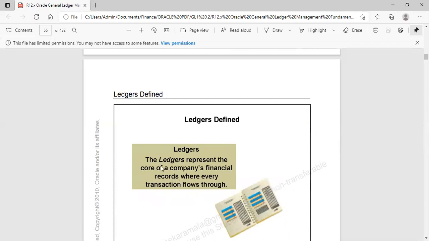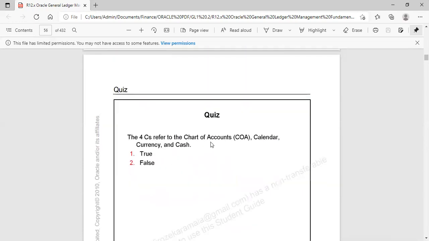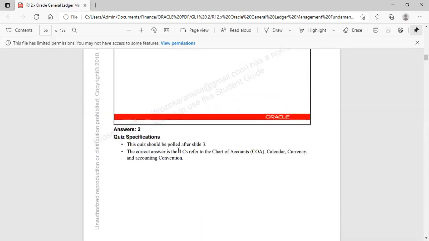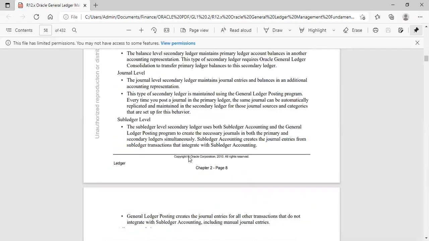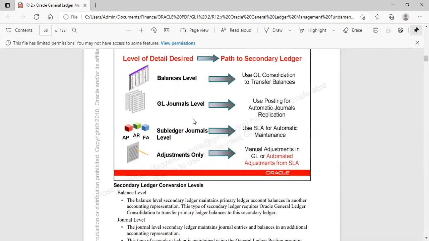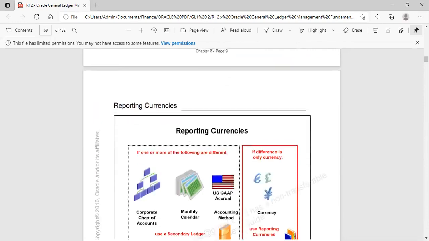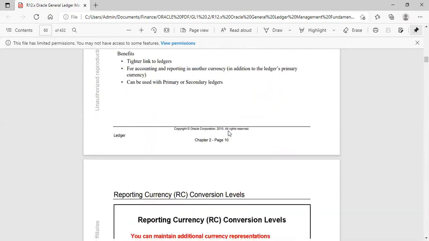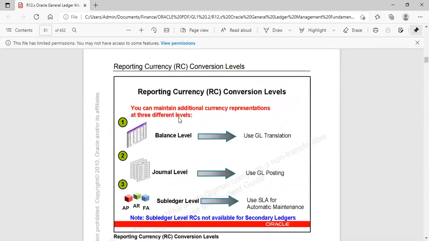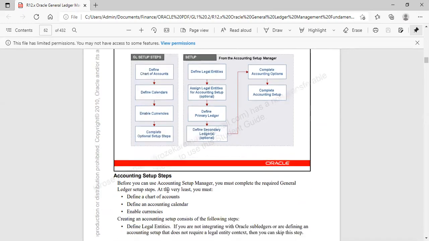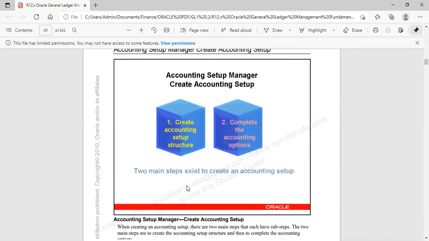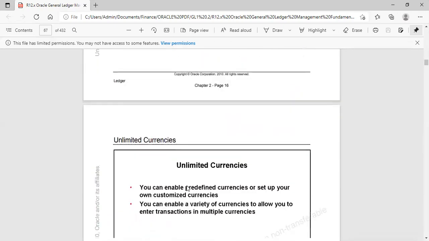Ledger represents the company's financial record. Okay, this second ledger is a supplementary ledger they have given. How it has four levels, reporting currency: these are all things we will understand when we create. These are all I'll take tomorrow. Okay. You also note down how the configuration of accounting setup is. This is the creation of a ledger. There is a quiz; these are all based on creation only.